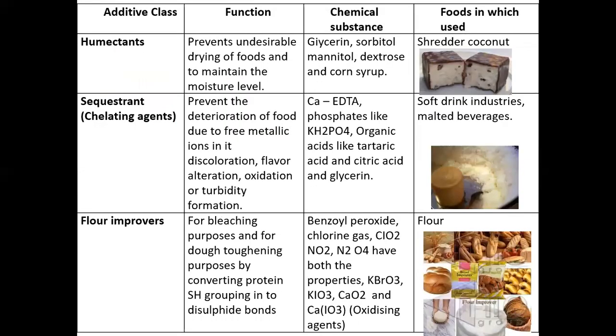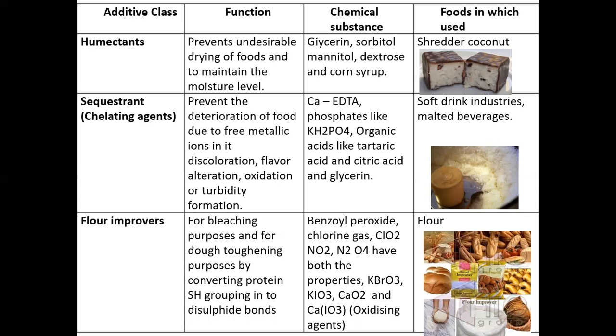Then humectants. Sometimes what happens is, you have seen Bounty chocolate, right? It has shredded coconut included inside the chocolate. After some time, when it is kept in the open, this coconut becomes really dry. So to prevent undesirable drying of foods, to maintain the moisture level, humectants are added. What are the different types of humectants? Glycerine, sorbitol, mannitol, dextrose, corn syrup, etc., are added. And this is an example: shredded coconut is being added with humectant so that it does not get dried up.